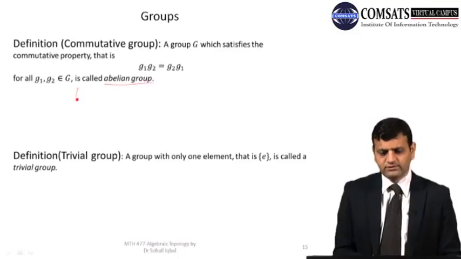The set of real numbers under addition is a group, and if I add any two real numbers, x plus y, then as we know the result is the same as y plus x. So this group under this binary operation satisfies the commutative property. So we can say that R under addition is an abelian group.